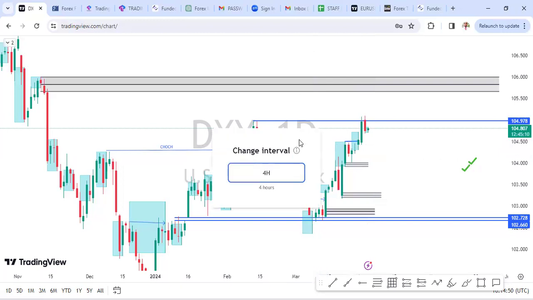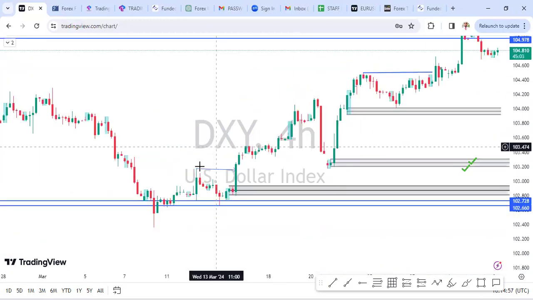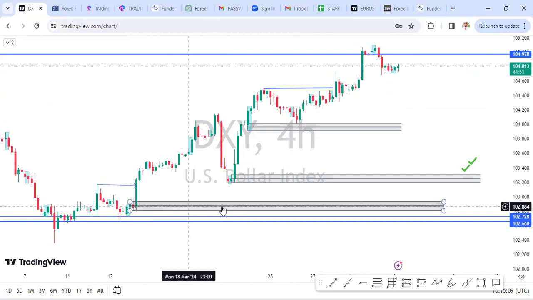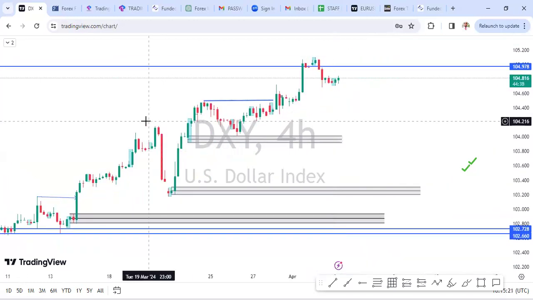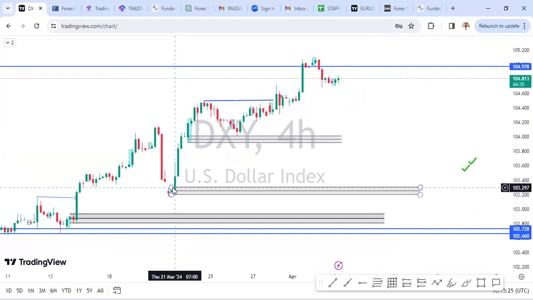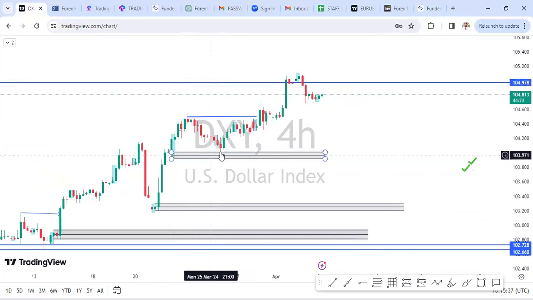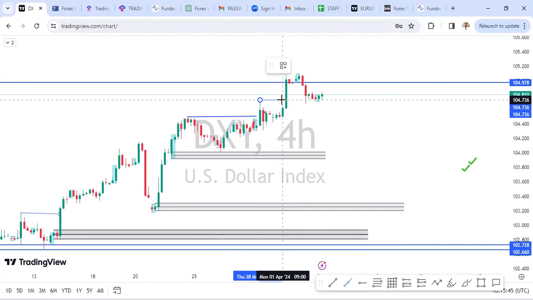So now I move to my 4 hours for structure. On the 4 hours, we have a change of character here. We still have this imbalance, this order block, this demand area that has not been mitigated. So price may come in some days to mitigate this demand. Likewise, we have another break of structure here, and this demand has not been mitigated. Then this one, the price came to mitigate this demand that is here. Then we have another clear break of structure here.